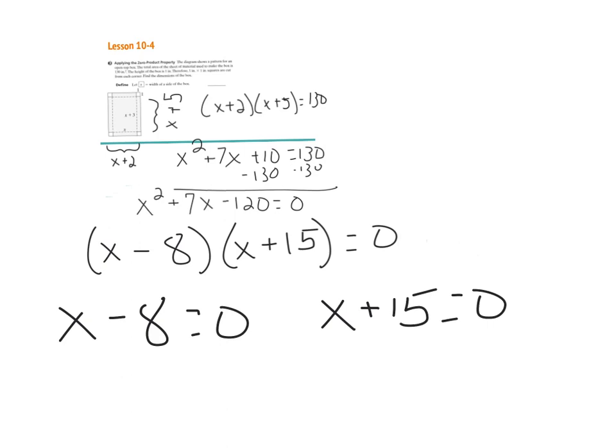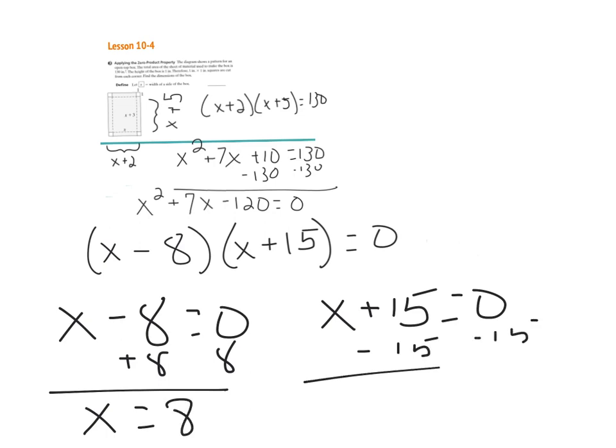Okay, and again, watch your signs. So I get x equals 8 or x equals negative 15. Okay, now in this case, does it make sense that maybe the width of our box is negative 15? No. So in this case, 8 is going to be the x value that we really want.